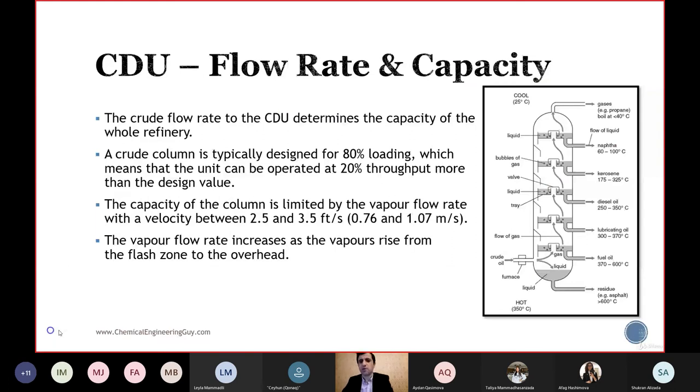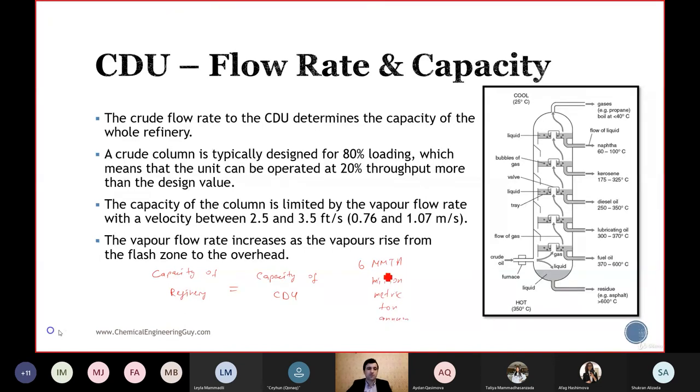The flow rate and capacity. So the capacity of the refinery is equal to the capacity of CDU, because all the crude comes to the crude distillation unit first, and then the products are sent to different units. For instance, it can be said that the capacity is 6 MMTA. It means million metric ton per annum. It means that the capacity of the refinery is to refine 6 million metric ton of crude per annum.